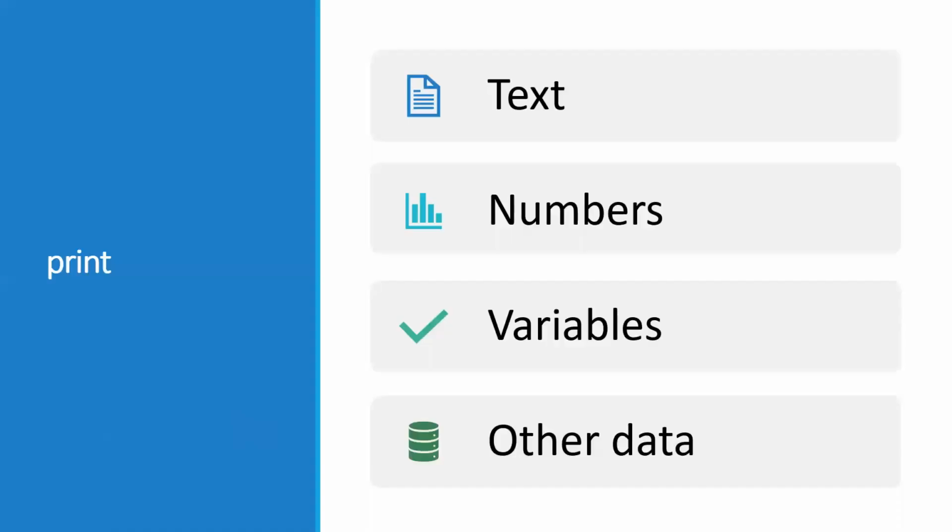The print function is a fundamental tool in Python that allows us to display text, numbers, variables, and other data to the console. We will talk about variables in another video. For right now, let's start with a simple print statement.